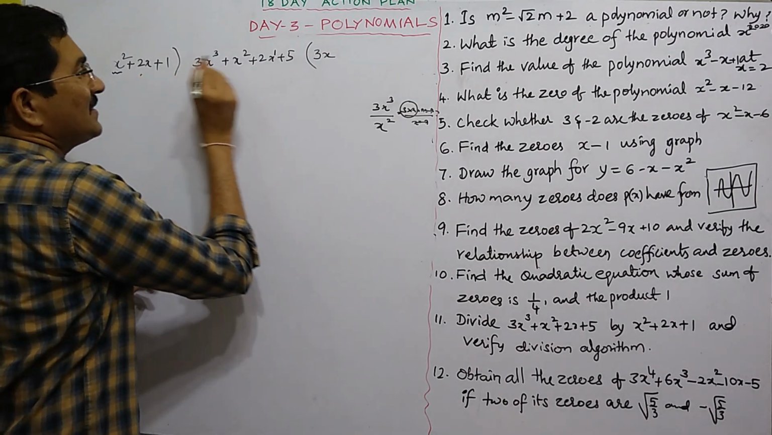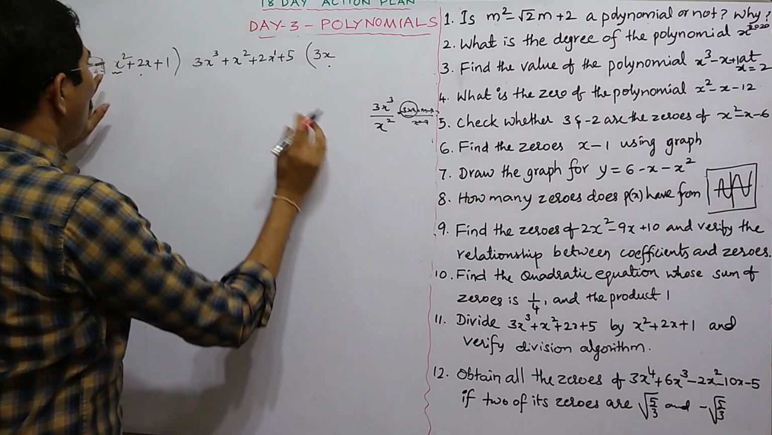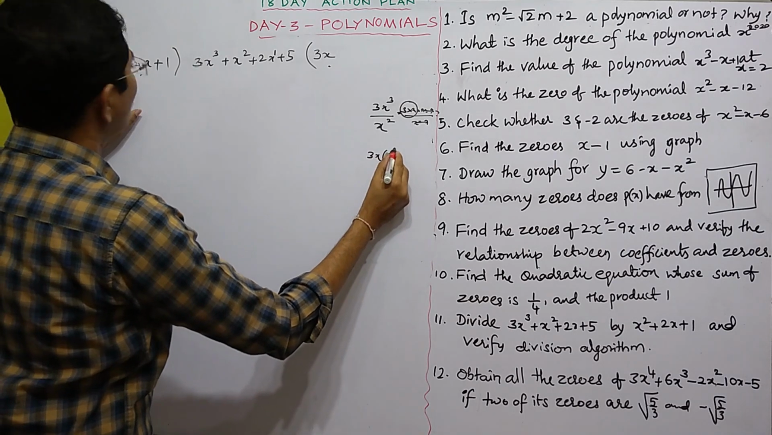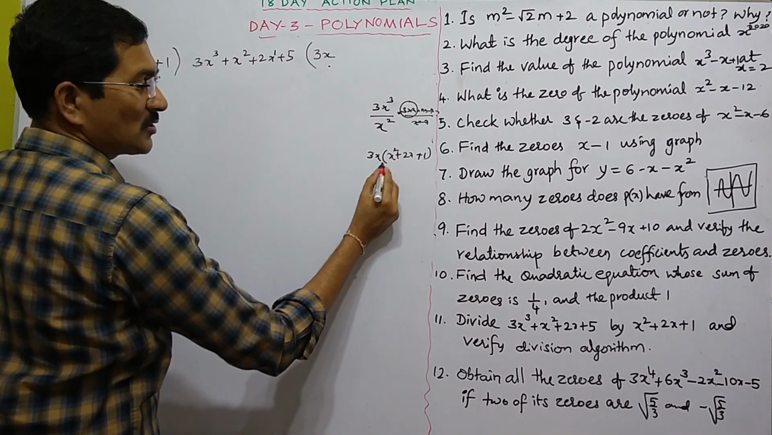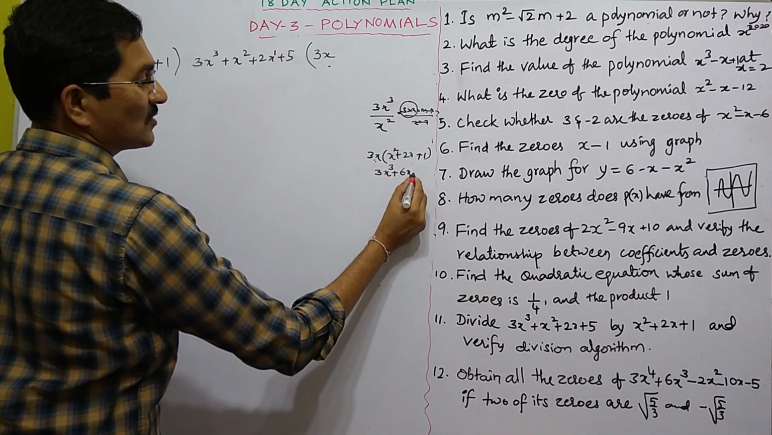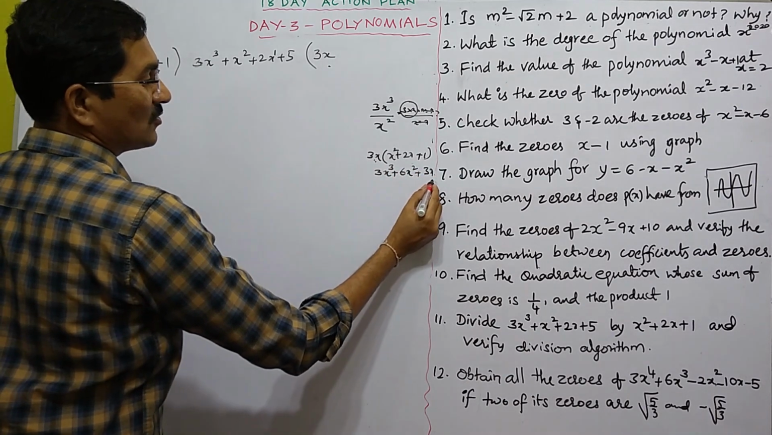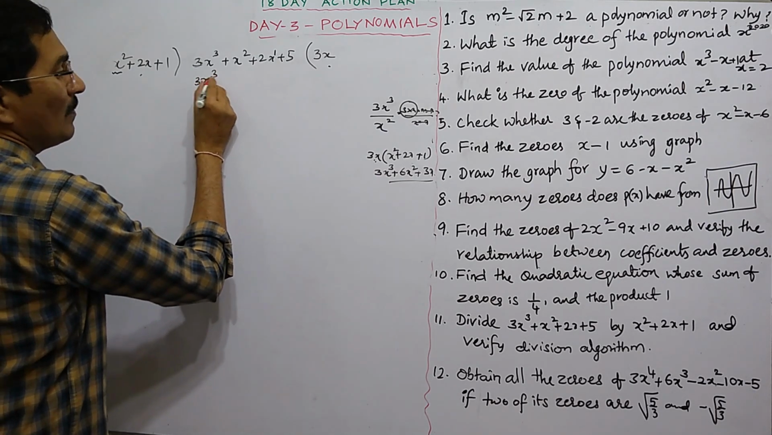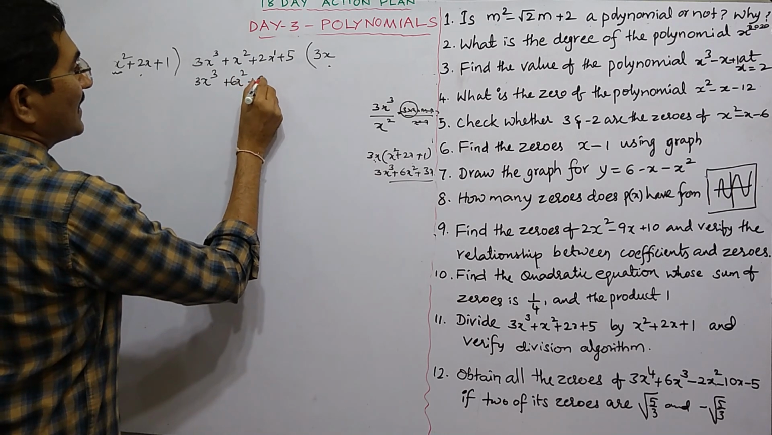Now this and the divisor have to be multiplied and the product must be written here. So multiply 3x into x square plus 2x plus 1. 3x into x square is 3x cube, plus 3x into 2x is 6x square, plus 3x into 1 is 3x. So under this you write 3x cube plus 6x square plus 3x.